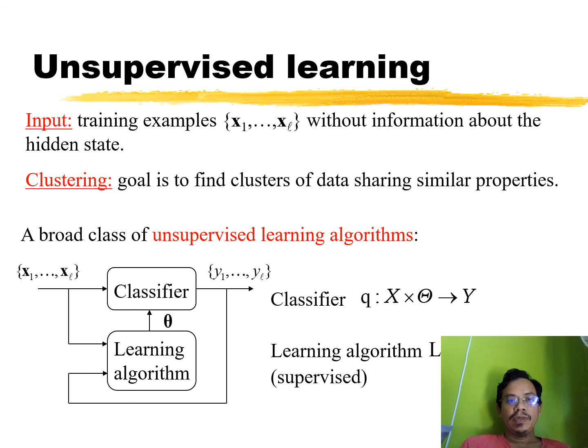we have what we call unsupervised learning. A broad class: we have input training examples without information about the hidden state. The clustering goal is to define clusters of data sharing similar properties. So a broad class of unsupervised learning algorithms, classifier learning algorithms. So we call this unsupervised learning.